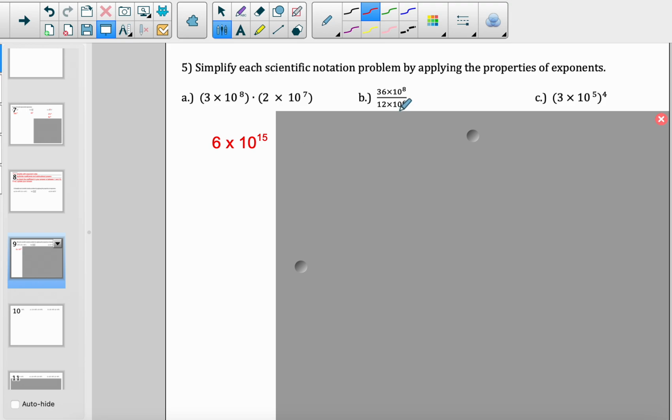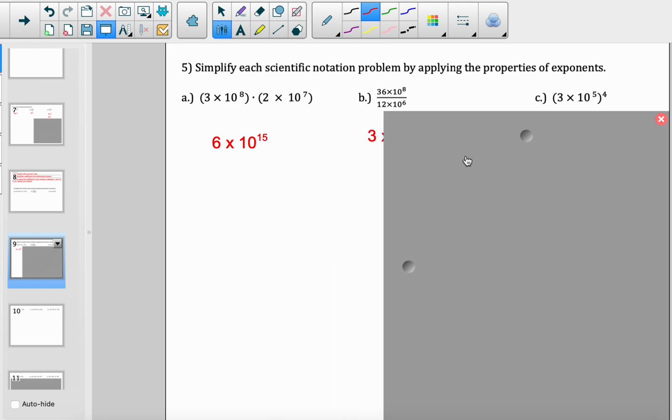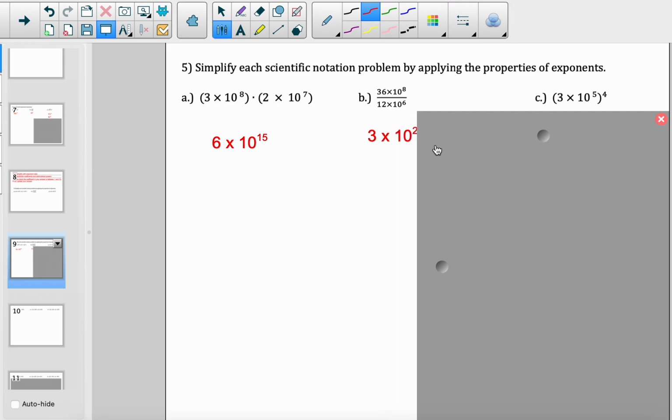Looking at example B, we have 36 times 10 to the 8th all divided by 12 times 10 to the 6th. Again, 36 and 12, those are your coefficients out front. 36 divided by 12 is 3. And 10 to the 8th and 10 to the 6th, those are the same bases, so we can remember we have cake and beverage. They will contradict each other or cancel each other out, leaving you with 2 as your exponent once you subtract 8 minus 6.